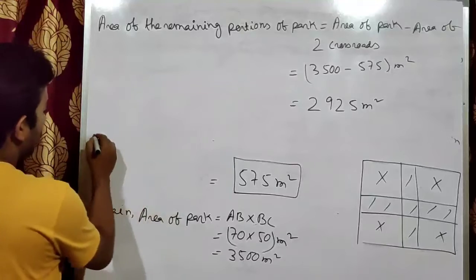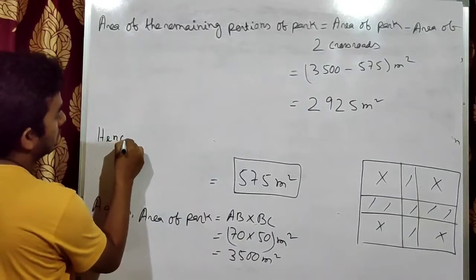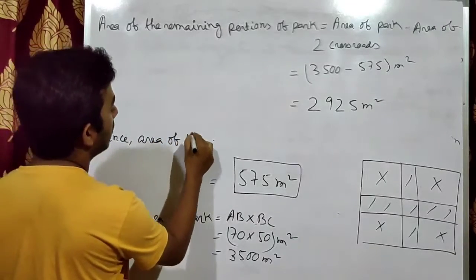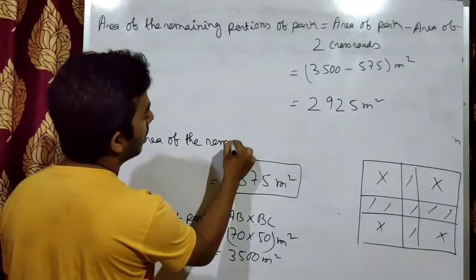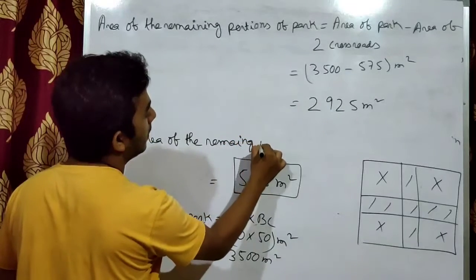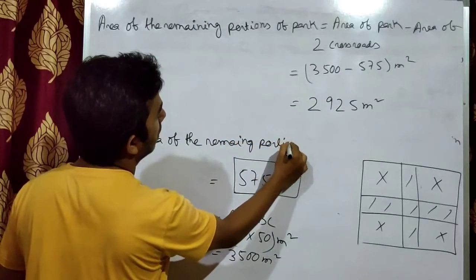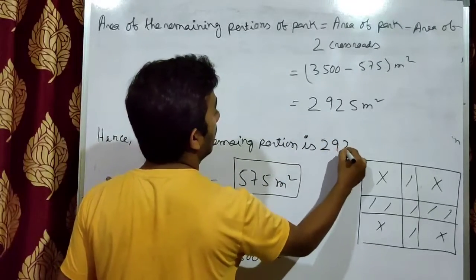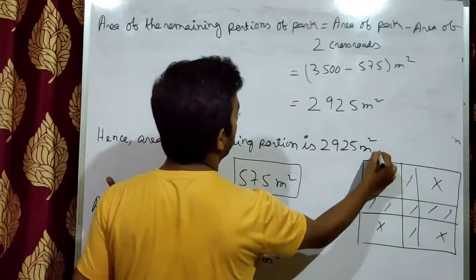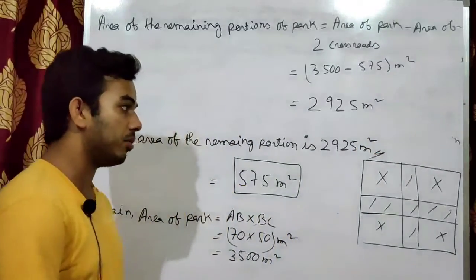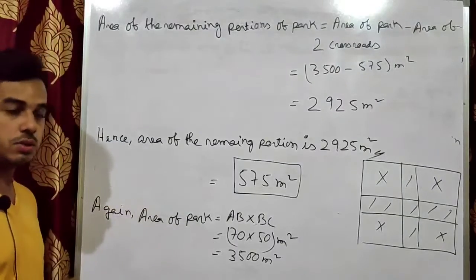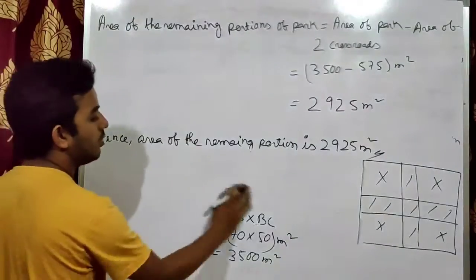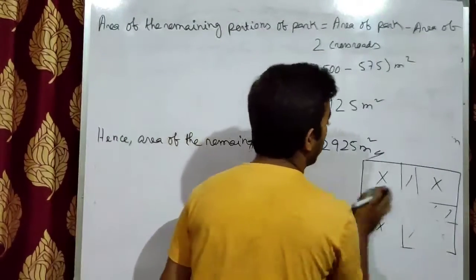So we will write, hence area of the remaining portion is 2925 meter square. I hope this is clear to you, right? So now let's move to our next question. That is question number 5. Sorry, it was question number 5. It will be question number 6.